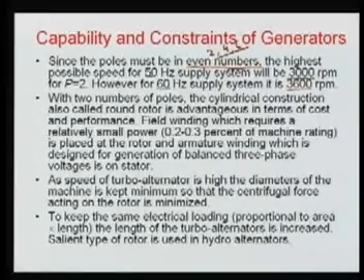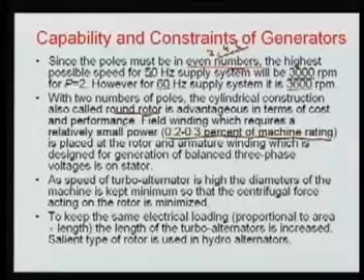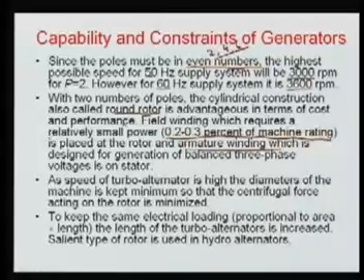With 2 poles, the cylindrical construction, also called a wound rotor or sometimes a round rotor, is advantageous in terms of cost and performance. The field winding, which requires a relatively small power, normally 0.2 to 3% of the machine rating, is placed on the rotor, and the armature winding, which is designed for generation of the balanced three-phase voltage, is on the stator.